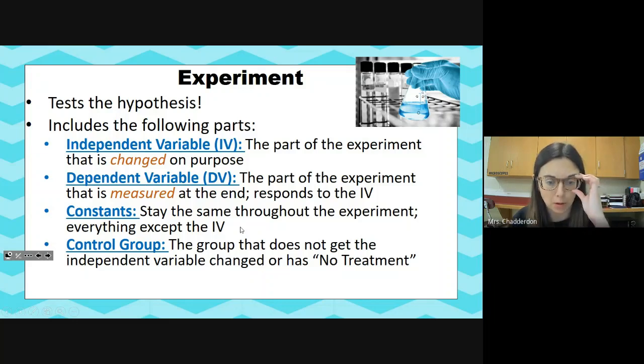Okay? Now, a control group is a group that does not get the independent variable changed. Or you could say they get no treatment. So in my example, technically, if I was changing the amount of water, we would have a plant that doesn't get water. Now that doesn't really make a lot of sense, or you might have a standard, where this plant gets the normal, whatever is considered a normal amount of water. And that could also be a control group. So there are a couple different ways to set that up.